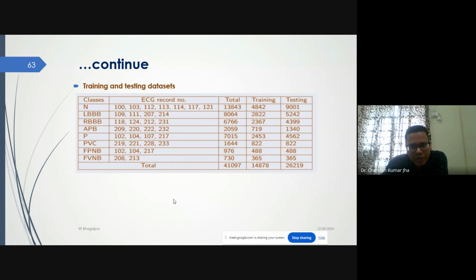So for the training and testing, the different numbers of beats acquired from the different ECG records of 8 different classes have been abbreviated in the table. So you can see here a total of 41,097 beats has been acquired, and for the training 14,870 beats have been used, and for the testing 26,219 beats have been used.